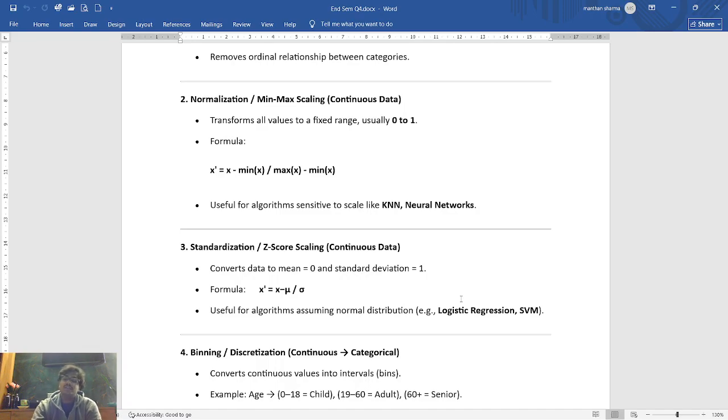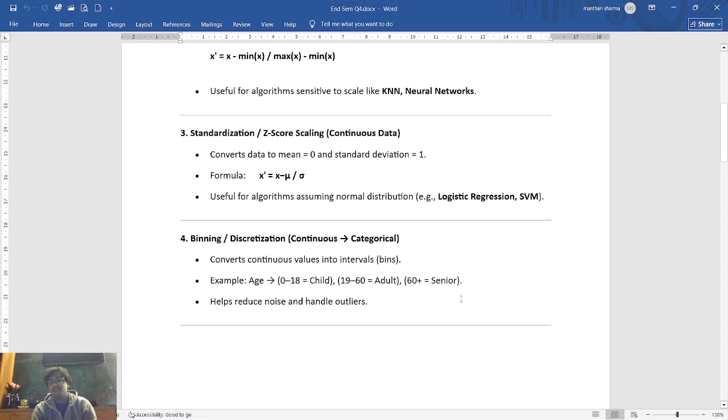And the fourth technique is binning, also called discretization, and it converts continuous values into categories or intervals. For example, converting age into child, adult, and senior. And binning helps reduce noise and handle outliers.